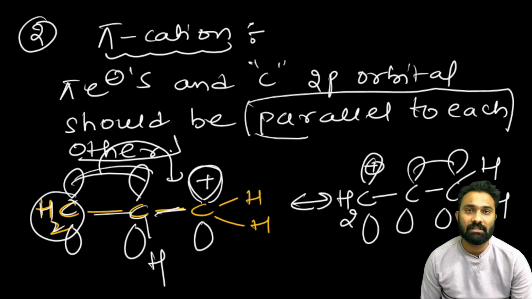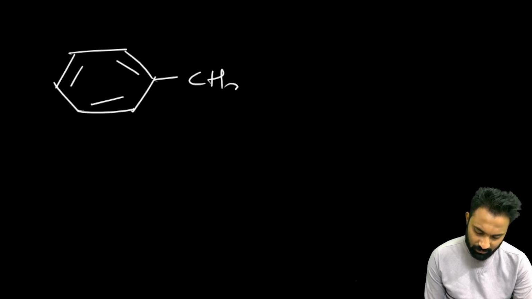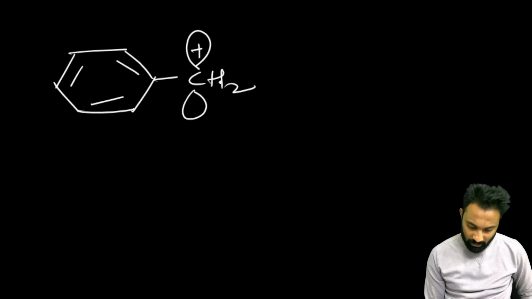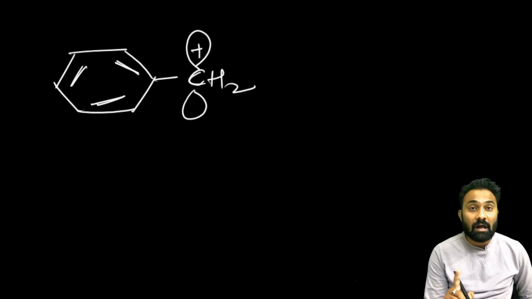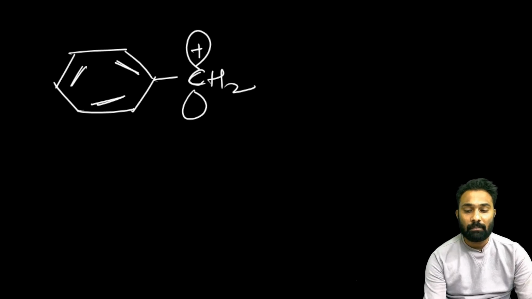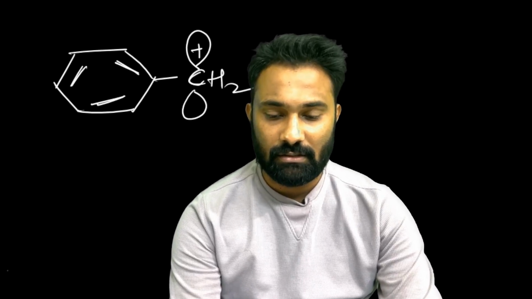Now we'll see some examples of pi and cation delocalization. Pi and cation delocalization in benzene also. If you take benzene, this plays a very crucial role in benzene. Now for the benzyl carbocation, this empty p orbital and the benzene pi electrons are not perpendicular to each other, they are parallel to each other. Sir, how are they parallel? Now with the help of the molecular model, I will explain. Now listen.